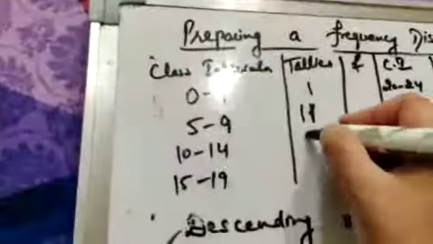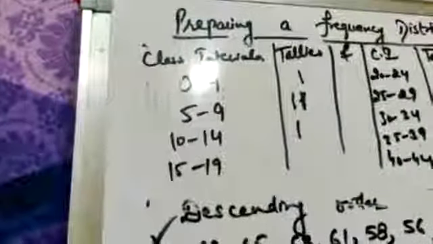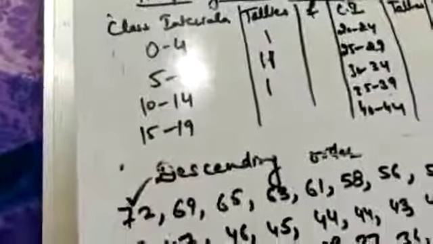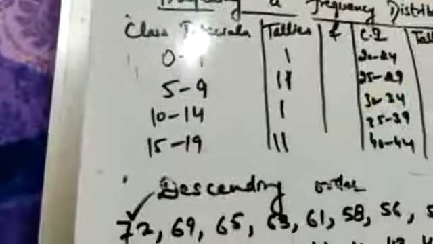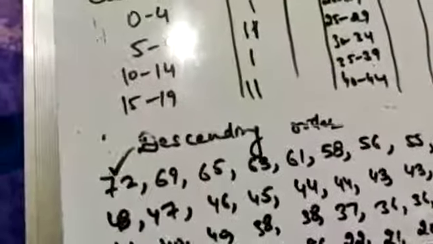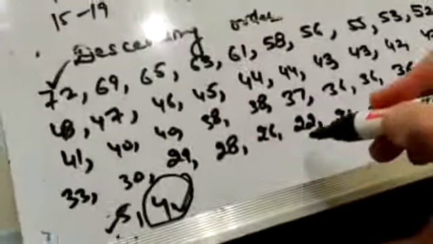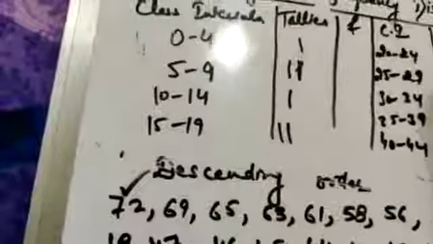Only 12 we have. Yes, we will mark here 1. For 15 to 19 we have 15, 17, so we will mark here 2. For 20 to 24 we have 1, 2, 3. We have 3 tallies for 20 to 24. Let's mark here 3 tallies.